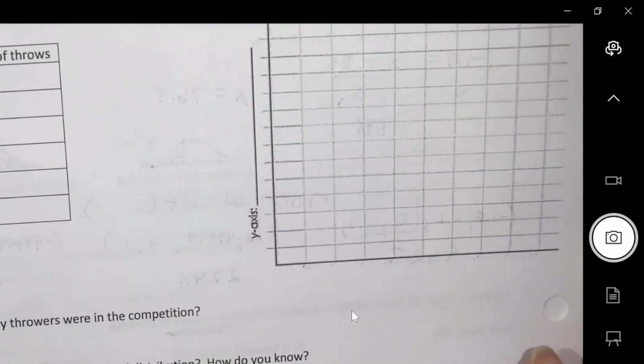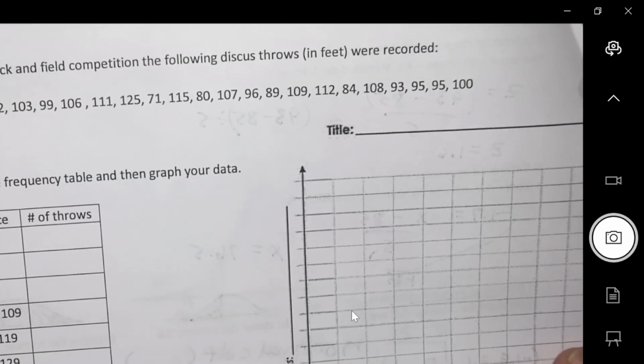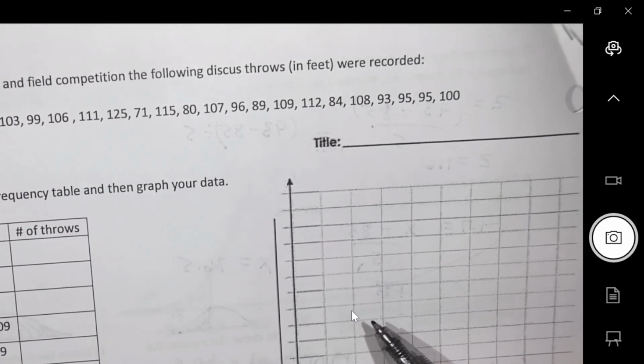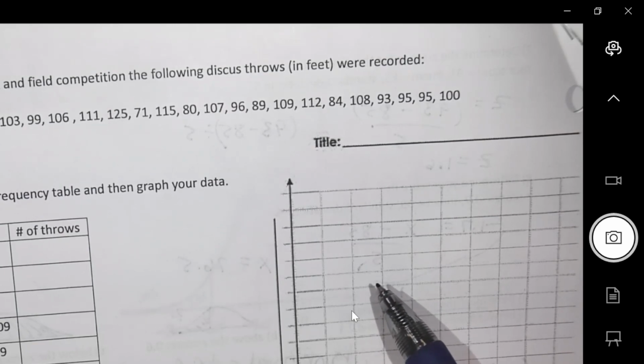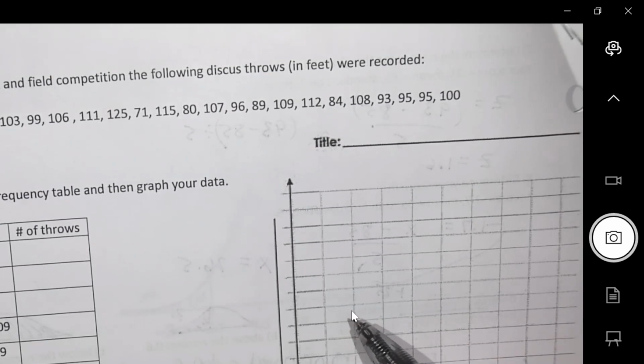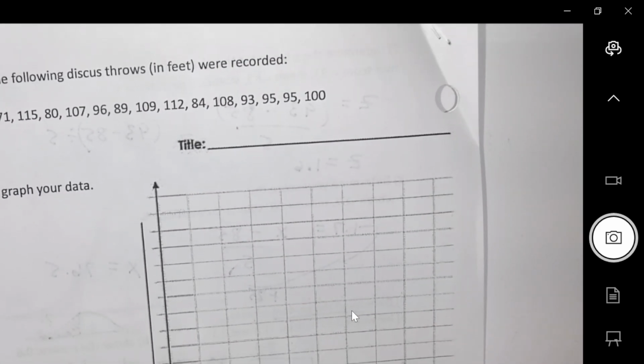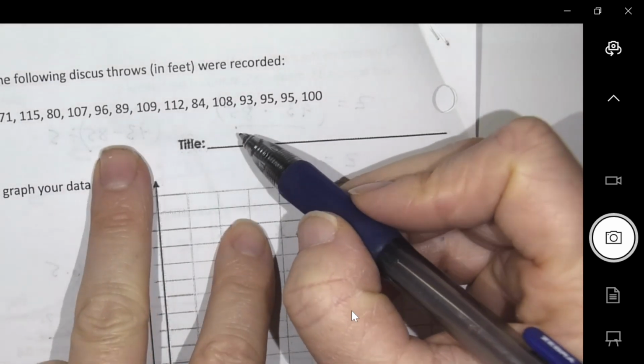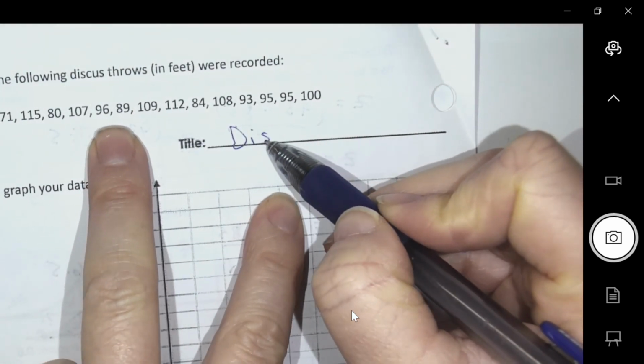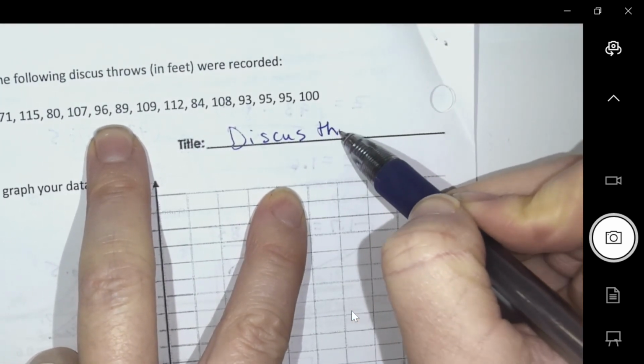Okay, last question. Track and field competition, we've got discus throwers. So we're going to draw a chart. On your chart, if you do not put 3 titles on there, I'm going to deduct you points. Okay, so we need to make a title for the whole chart. What do you want to do? Discus throws.